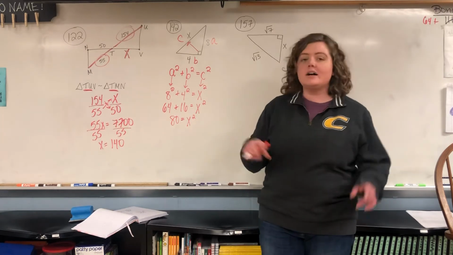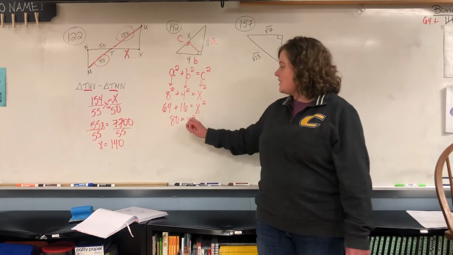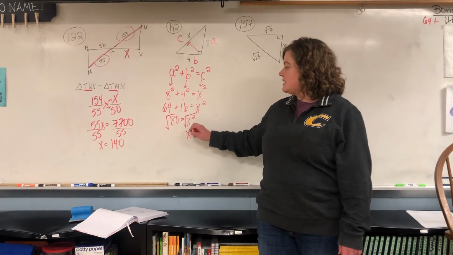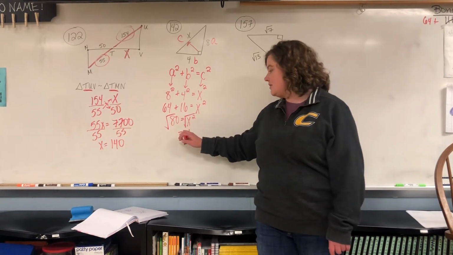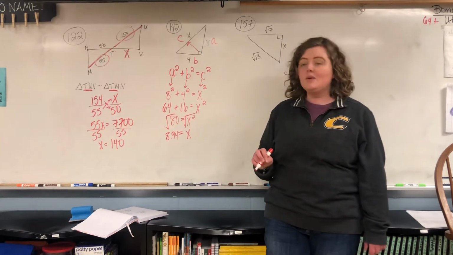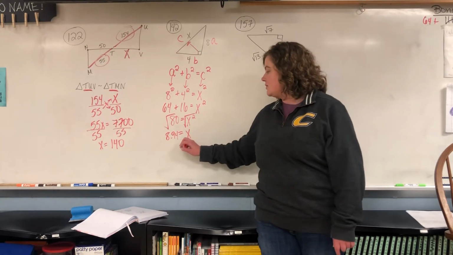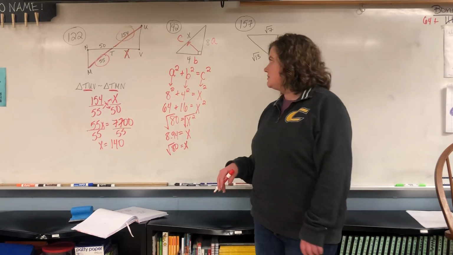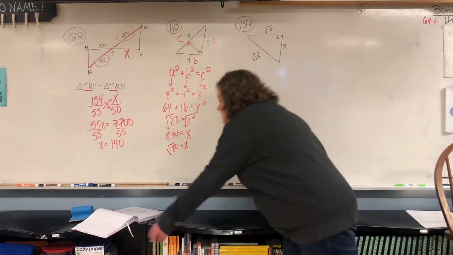Alright, now to undo the X squared, to get X by itself, you have to take the square root of both sides. So when you take the square root of here, you're just left with X, and the square root of 80 is 8.94, okay? Or you could just say X equals the square root of 80. I'm fine with that too, okay? Alright, so now the last problem.